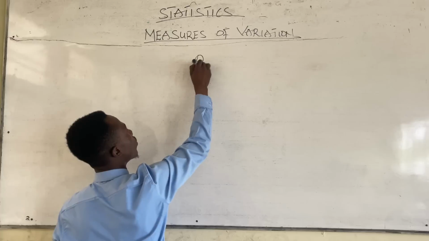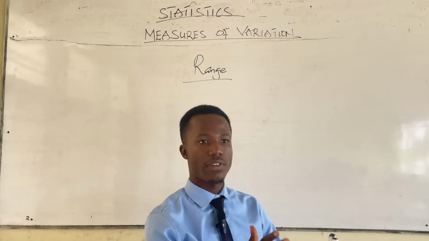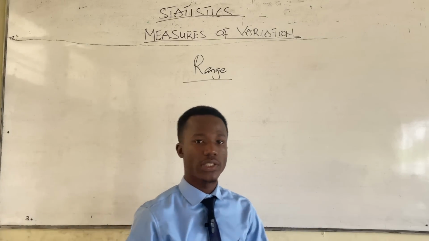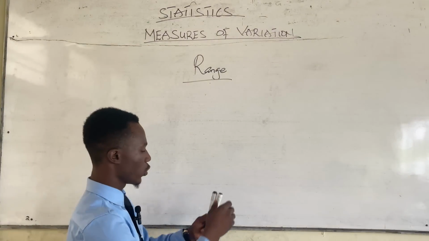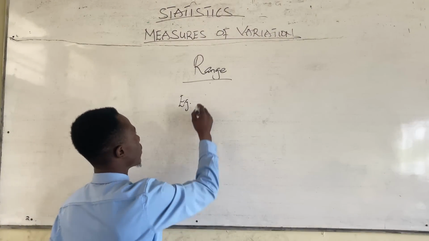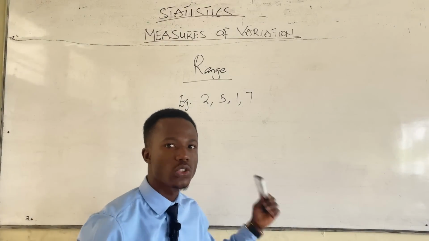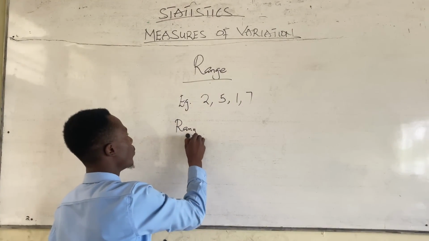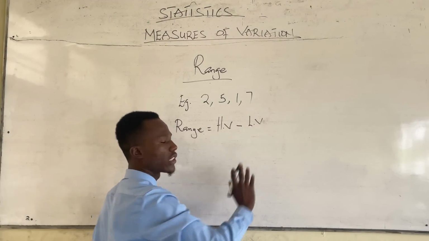Range. I said range is the gap or the interval, the distance between two given points. Before you identify the distance or the gap, you need the lower limit or the lowest value, and you also need the highest value or the highest point. So here, let's say a data set is given: 2, 5, 1, 7, and you are asked to calculate the range for this data set. Range is always your highest value minus the lowest value. This is the formula for range.